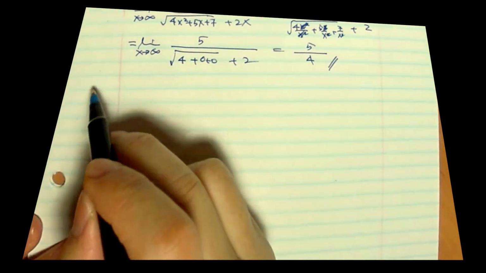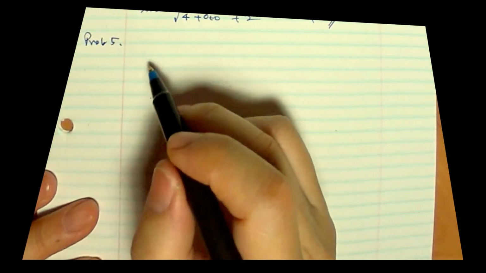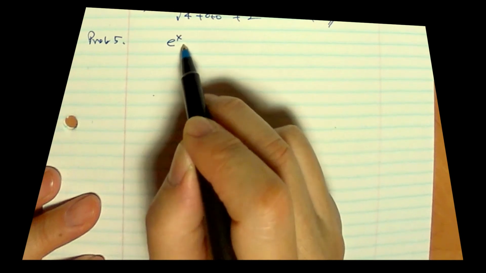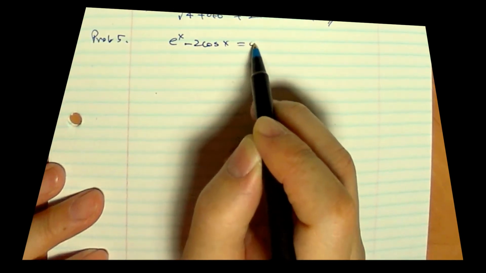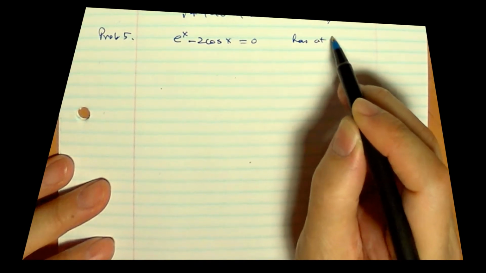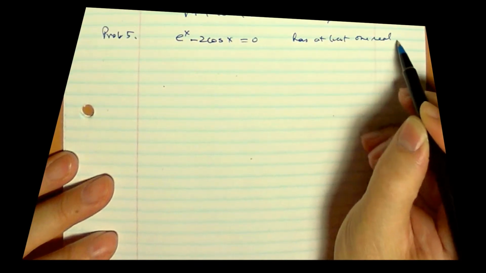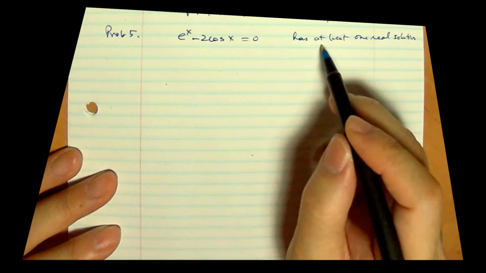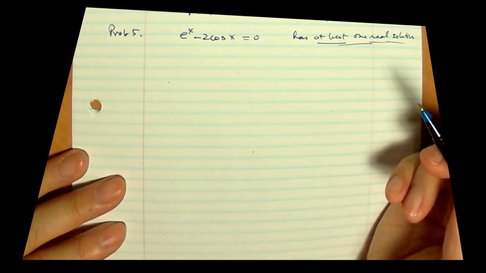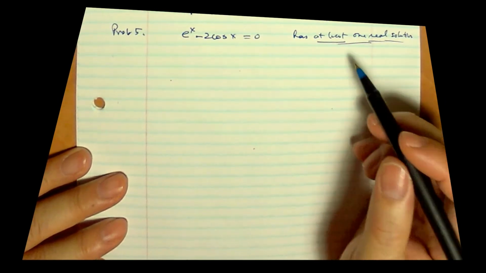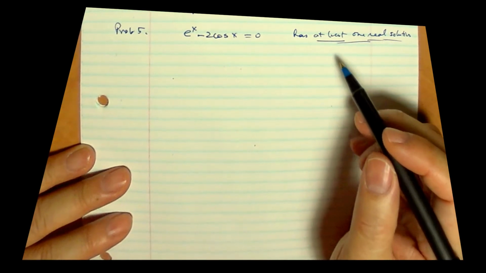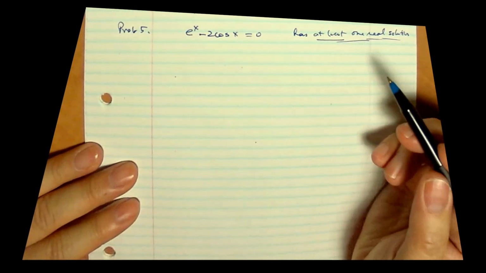Then we have problem 5. Show that the equation e to the x minus 2 cosine x equals 0 has at least one real solution. Every time you see questions with "at least one real solution," that should remind you of the intermediate value theorem, because that's what it says: there must be at least one something in between two values.